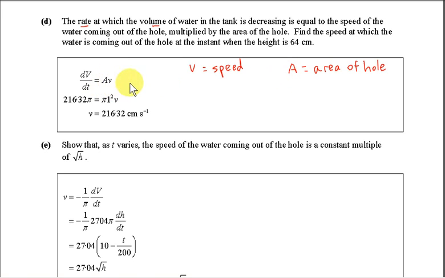If we double little v, if we double the speed, then we double the rate at which the volume of water in the tank is decreasing. That kind of makes sense. If we double the area of the hole, we double dV/dt as well. That makes sense.